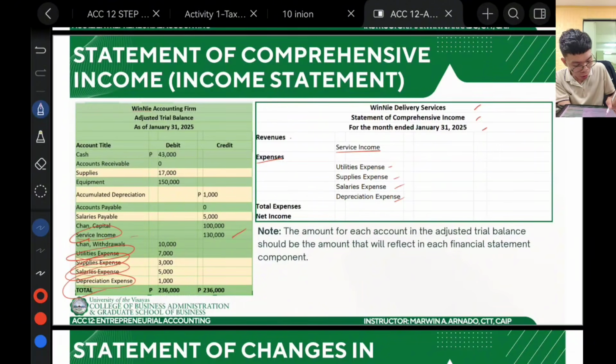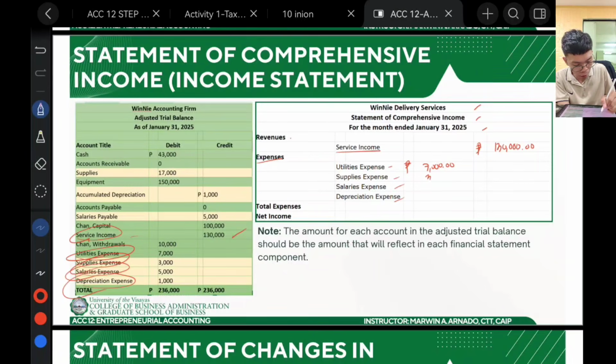For our service income, that would be 130,000, so we write here a peso sign and 130,000. Again, just a reminder: the peso sign should be written on the first amount in the column. In this case, the revenue has the first amount, which is why we are writing a peso sign here. Next are our expenses. We write all of our expenses. Utilities is 7,000.